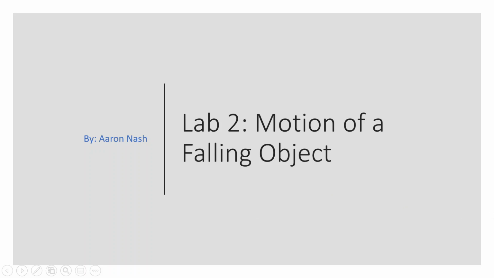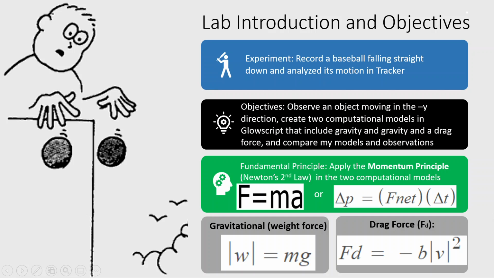This is Lab 2, Motion of a Falling Object. The objective of this lab was to record an object falling from rest. I was then tasked with creating two computational models of this motion, including the effect of gravity and the effect of drag on the system, which in my case was the baseball.